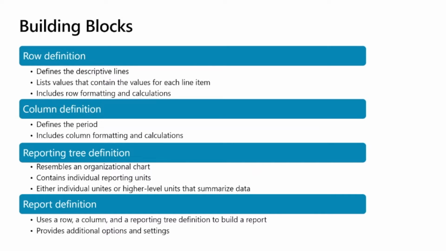So if we have a row and a column and a reporting tree, we can take all of them and combine them in a report definition, which is at the end the report we'd like to generate. Basically every row, every column, and every tree definition can be used multiple times so that you do not have to have thousands of different column definitions. You maybe have 10 or 12, and then you can leverage them for the reports you need to generate.